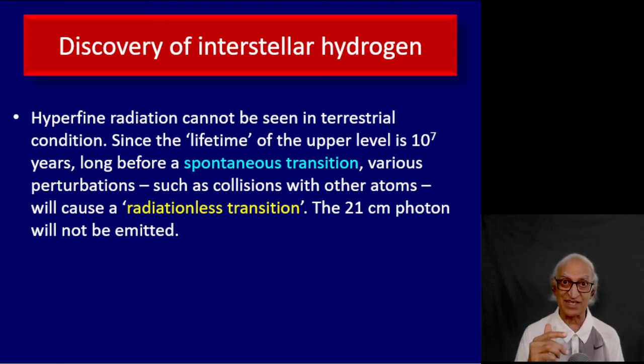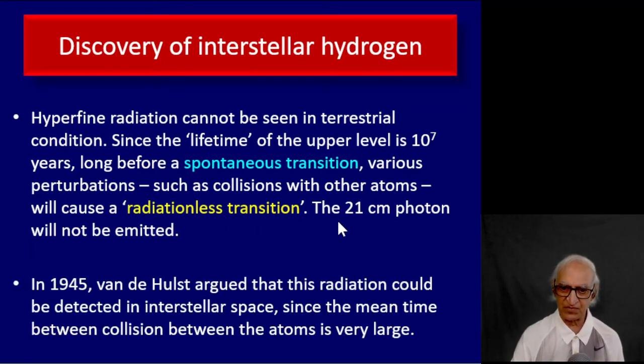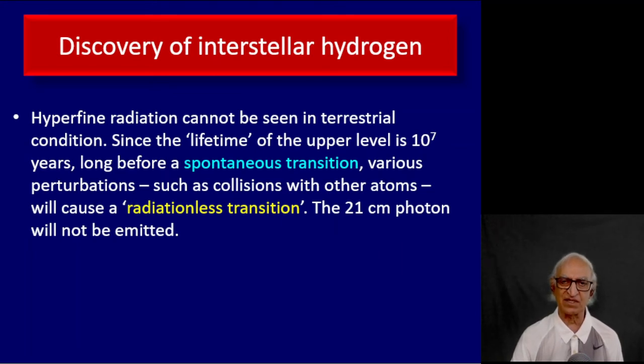Yes, it does lose energy, but that energy doesn't go into creating a photon. It can go into the kinetic energy of the other hydrogen atom, for example. There are many possibilities, and these possibilities are known as radiation-less transition. Therefore, under terrestrial conditions, the 21 centimeter radiation cannot be observed, because long before there is a chance for the electron to jump emitting a photon, it will be de-excited by some collision or other.